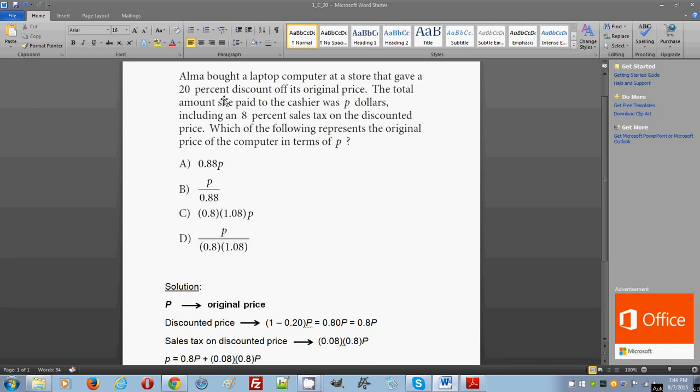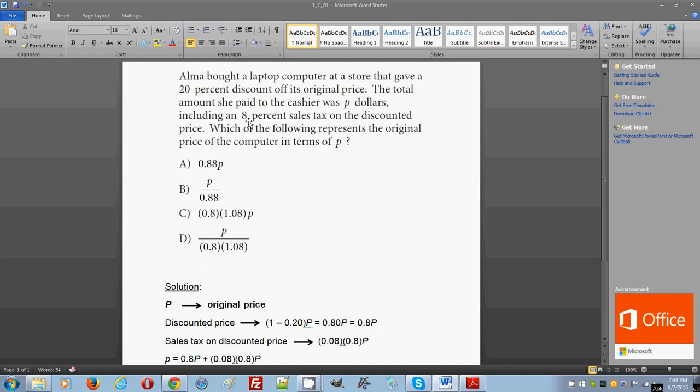So what does that mean? That means that she paid the entire thing minus the 20% of it, right? So she paid 80% of its original price. And next it says the total amount she paid to the cashier was P dollars, including an 8% sales tax on the discounted price. Right?